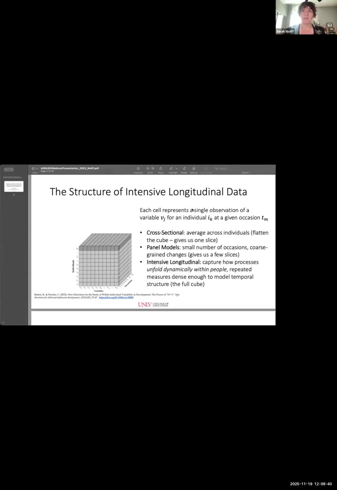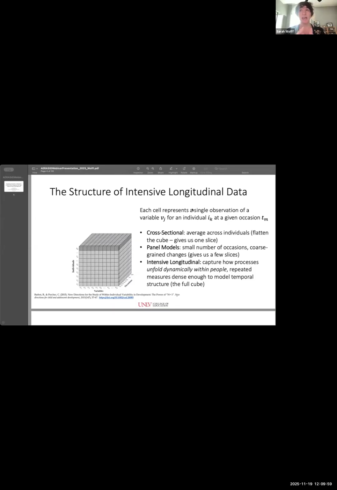In most traditional studies, we collapse the cube in some way. So we might average across individuals to get overall means. We might look at 2 or 3 time points across a semester or do a combination of those things. And it tells us how students differ on average from each other, but doesn't necessarily tell us how students' motivation changes and interacts over time.